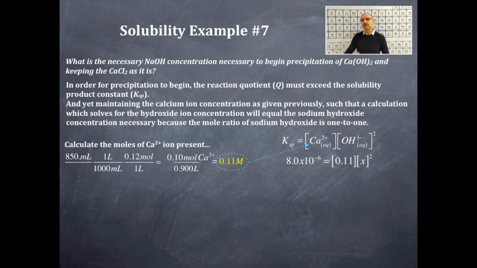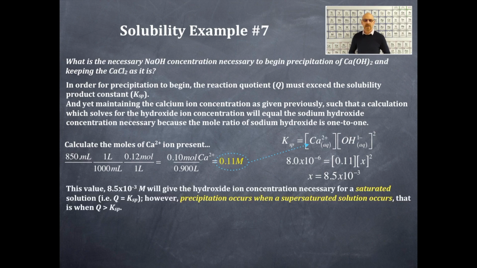Okay, and now I'm going to solve for the hydroxide ion concentration, so I'm actually solving for x here. So I'm going to divide both sides by the 0.11 and then take the square root, and I'm going to get this value right here. And that's 8.5 times 10 to the negative 3. Then the question is, what is this value exactly? What does this number mean? Okay, so this value, 8.5 times 10 to the negative 3 molar, will give the hydroxide ion concentration necessary for a saturated solution. That's when the Q and the K are equal to each other.